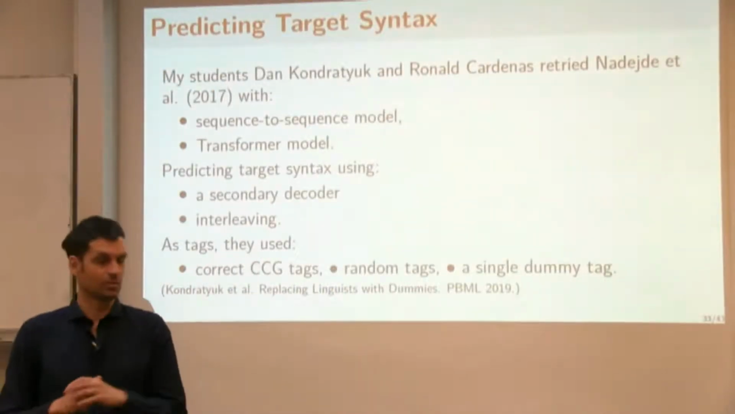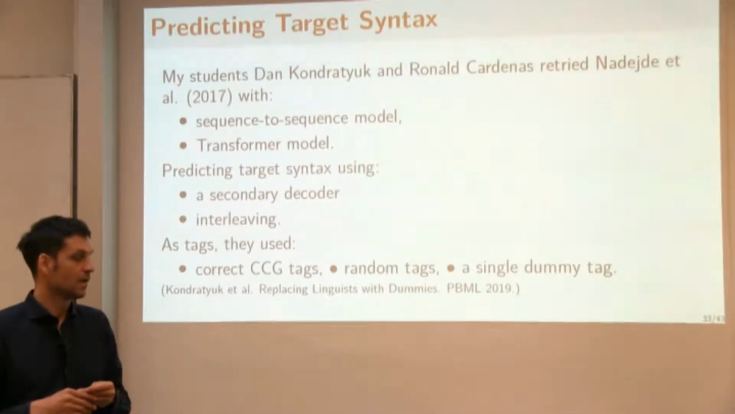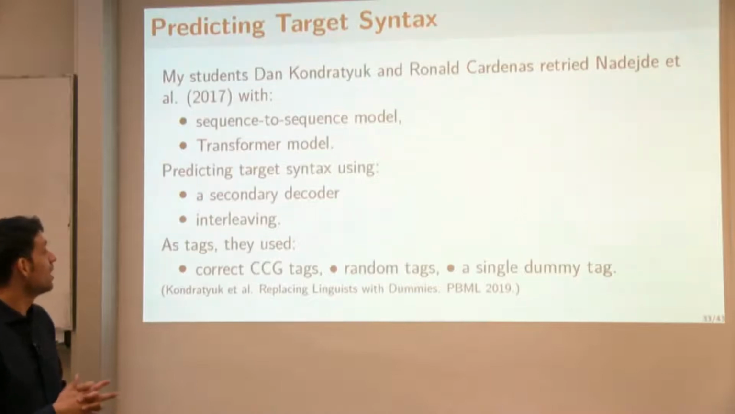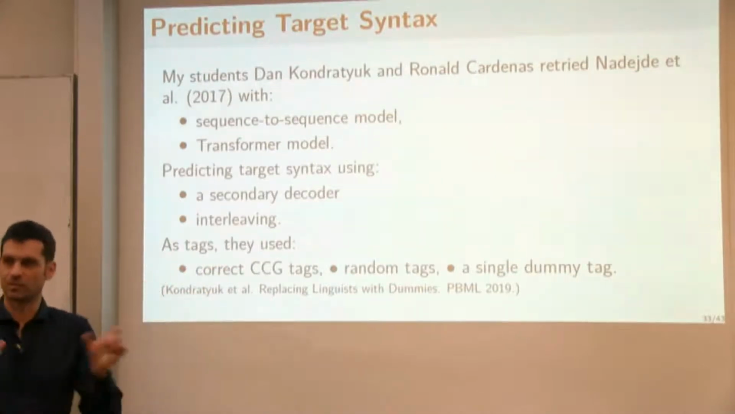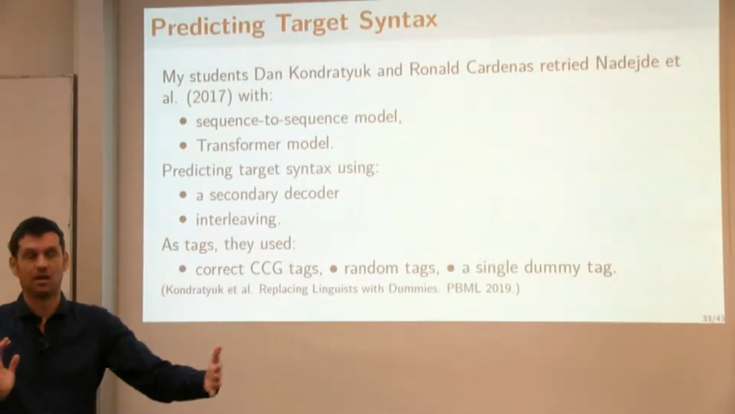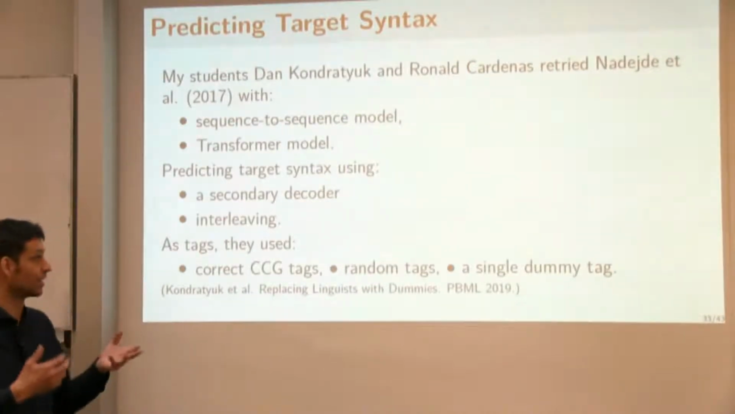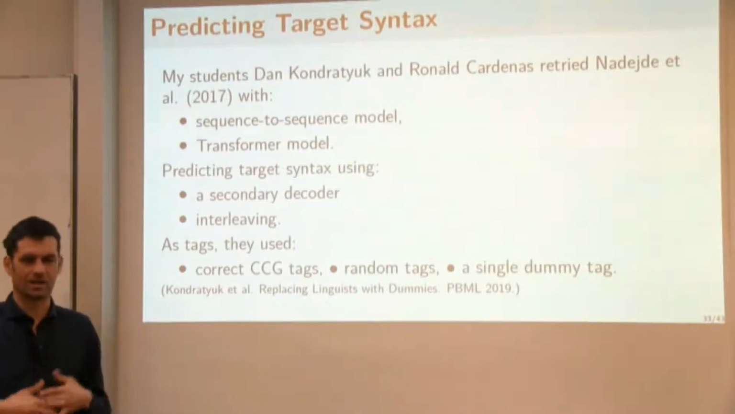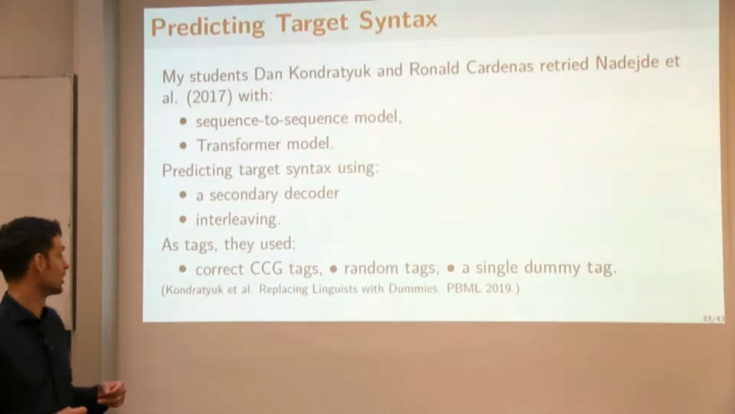So what I did with my students some years after that, we retried this approach with CCG tags, and we applied it not only to the sequence-to-sequence model, but also to the modern transformer model. We were predicting the target syntax using a secondary decoder, so the sequence lengths could differ, or with interleaving, which makes the output sentences double the length. That's somewhat risky, but the network is clever enough to interleave the tags and words properly and have the same number of these additional factors for each output position.